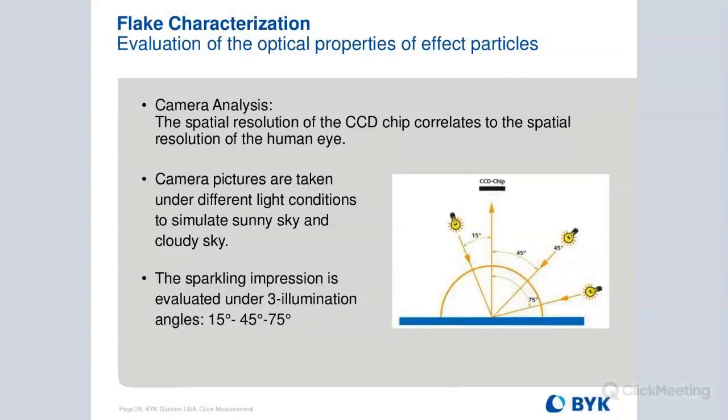So again, this is the optical setup for the sparkle measurements, with illumination at 15, 45, and 75 degrees. Then at the normal axis, we have the CCD camera, which is picking up those three different images. And this hemisphere represents the two hemispheres in the BYK that diffusely illuminate the sample, and then we pick up a fourth image for the graininess measurement.